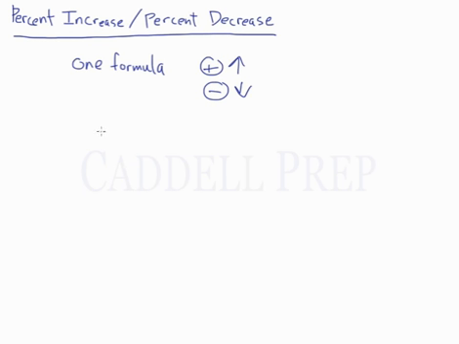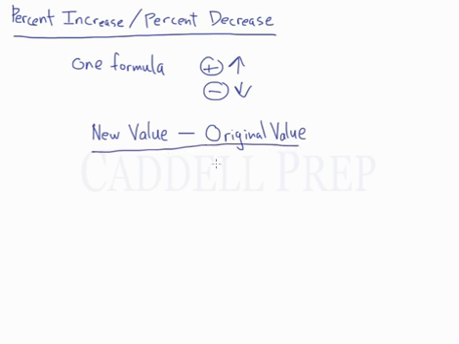But the formula is just simply the new value minus the original value divided by the original value and then multiplied by 100%. We're not going to change this to a decimal. We're just going to keep this as 100% at the end.